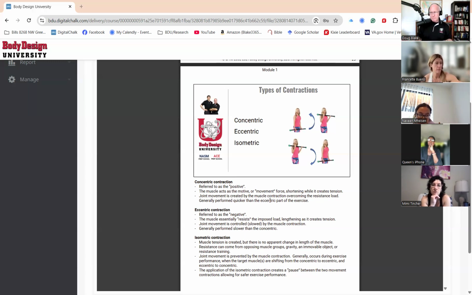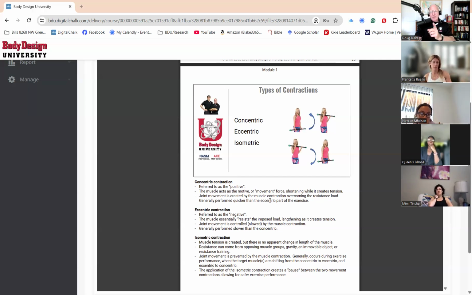Has everybody got that? Okay. You're basically slowing down the lengthening of the muscle. And then, of course, you can go through a concentric end. Now, if we left it at that, you can deal with 99% of all the issues related to resistance training.